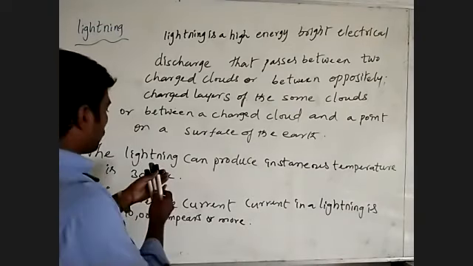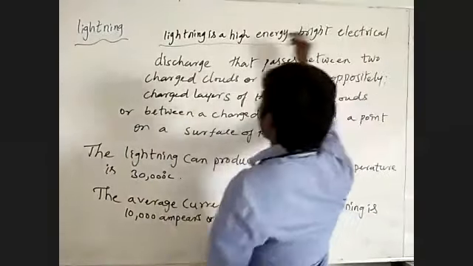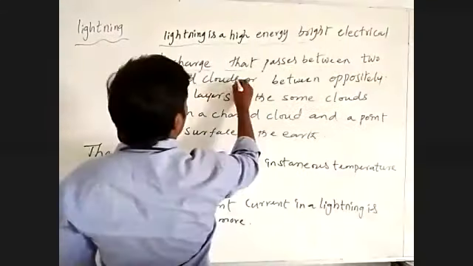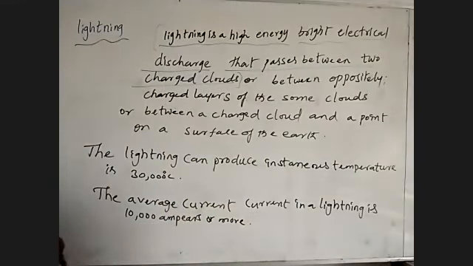See here, lightning is a high energy bright electrical discharge that passes between two charged clouds. The discharge of electrical energy, or discharge of negative charge, between two charged clouds is nothing but lightning. Or the discharge between a charged cloud and the surface of the earth. Otherwise, the discharge between a charged cloud and an uncharged cloud. Whatever you can talk about here.